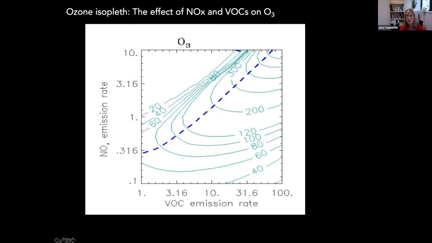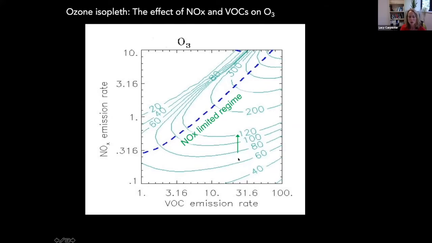And so you may or may not have seen these so-called ozone isopleths before. Essentially, what this tells us is we can either be in a NOx limited regime down here, or we can be in a VOC limited regime up here. And if we're in a NOx limited regime, it basically means that, let's say we are at this VOC emission rate here, around 30 or so, if we're NOx limited, it means if you increase the NOx emissions, you will increase the amount of ozone formed. So these contour lines here show the ppb of ozone that you'd expect from these different combinations of emissions.